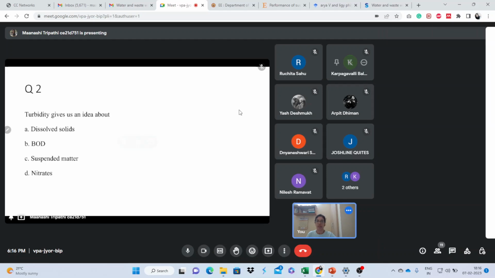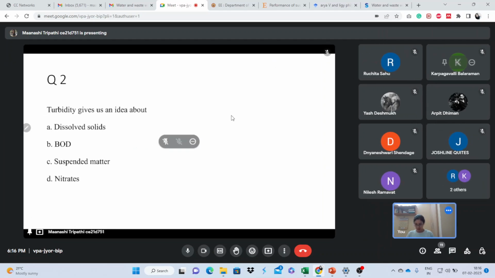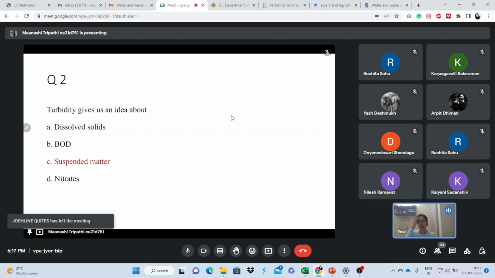Yeah, let's see. So the answer is suspended matter. See, I'll explain by an example. When we take a glass of water in a transparent glass, one example of a dissolved solid is salt. If we put our common home salt inside that, you will still be able to see everything very clearly. So dissolved solid is not the problem.